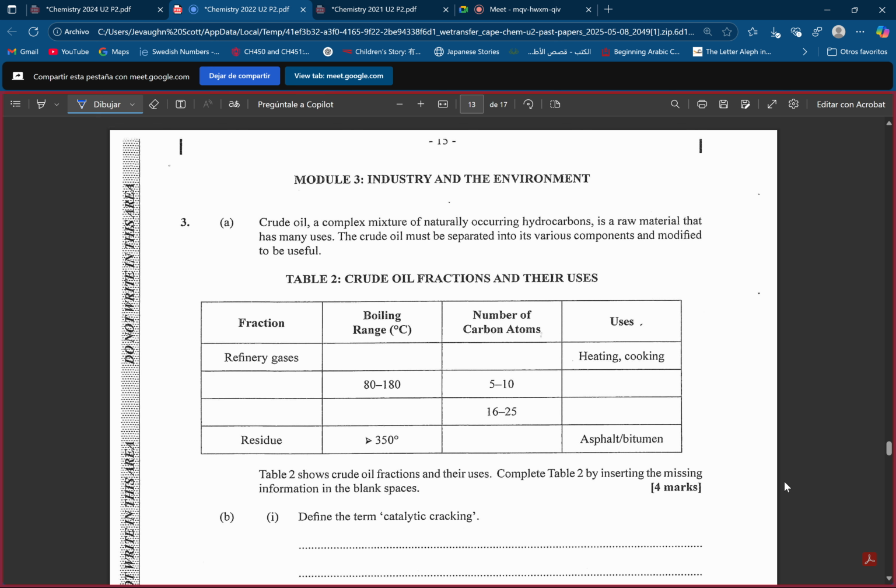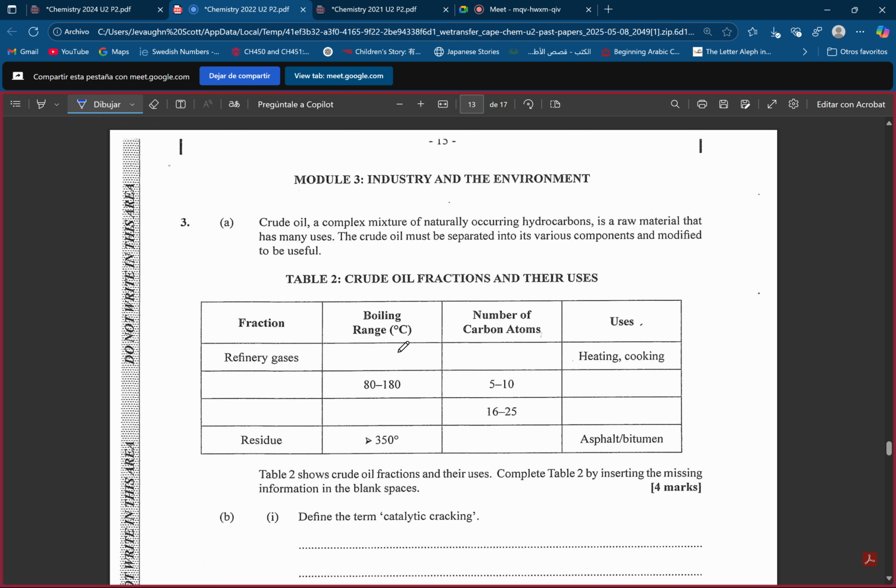I'm assuming we can complete the table. We can complete the table. So what are our responses there now? Alright, so let's get this over.